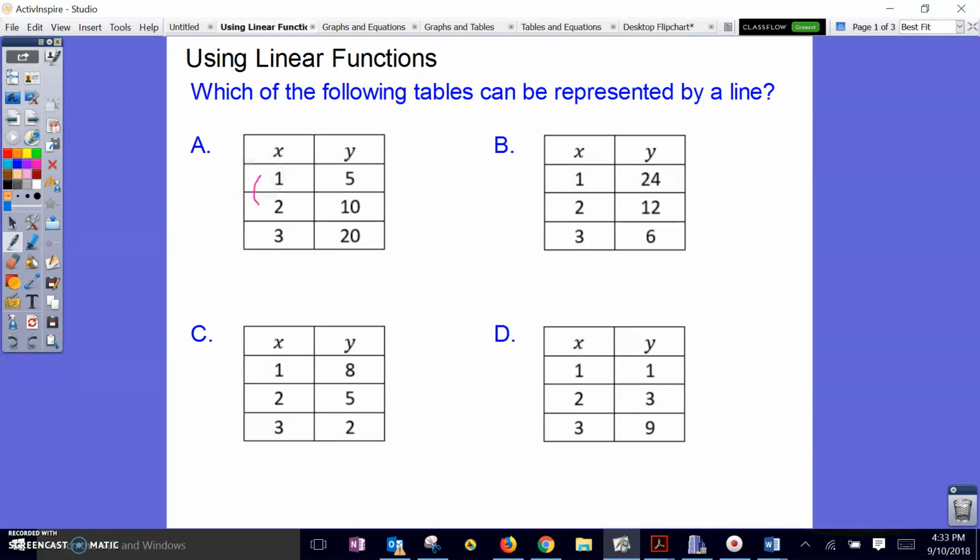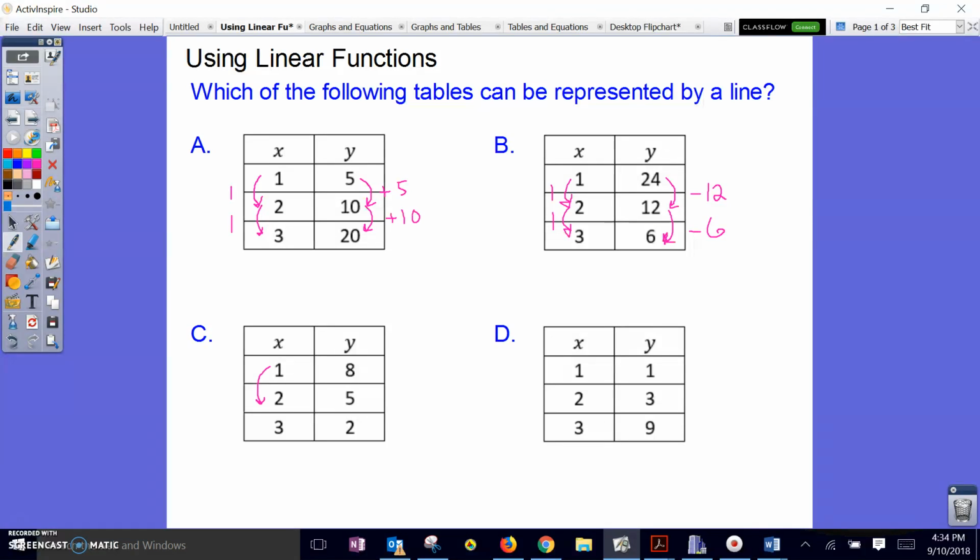In the first table, the x value changes by 1 as we move from one step to the next. And if we look at the y values, first one changes by 5, where the second one changes by 10. So that table does not represent a line. We do the same thing in our second table. Again, I'm checking the x values change by a uniform value of 1 as we move from one to the next. And the y values, let's see, the first one decreases by 12, and then it decreases by 6. So that's not a uniform rate of change, so that's not going to be represented by a line.